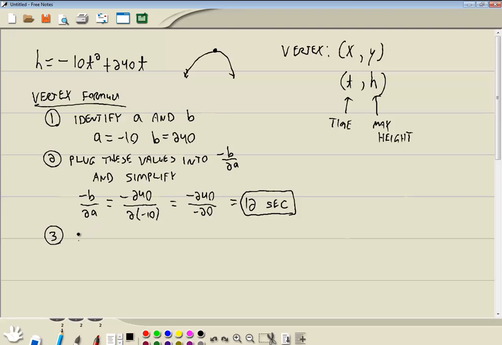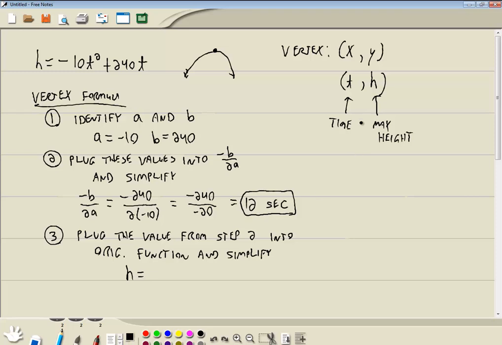Then step 3. We want to plug that value, so plug the value from step 2 into the original function and simplify. Well, here's our original function. We just said that t is 12, so plug 12 in for the t. So we've got negative 10 times 12 squared plus 240 times 12.